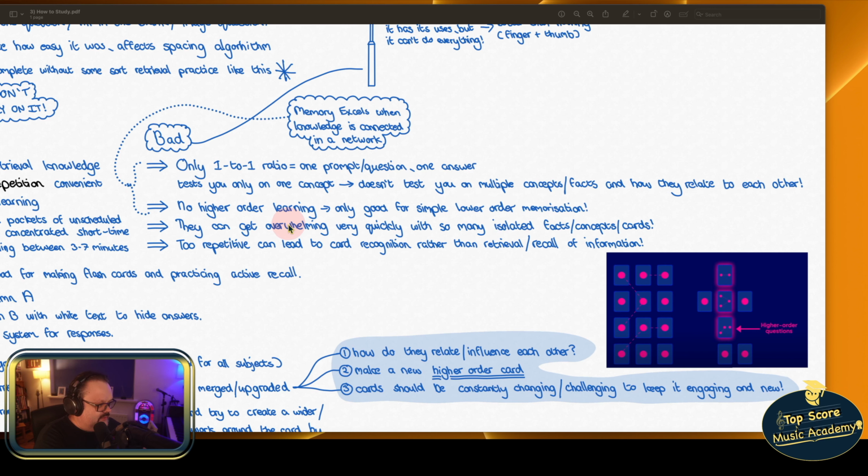They can also get quite overwhelming very quickly if you have so many isolated facts and concepts and cards. I've seen students who have, you know, well over 1600 flashcards at A level. And that's just way too many. And then they get really stressed coming up to exam time, having to go through those every day and trying to remember all that information constantly. It's too much, so I think it's very overwhelming doing it that way.